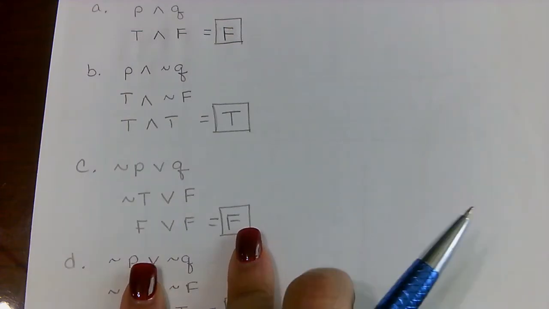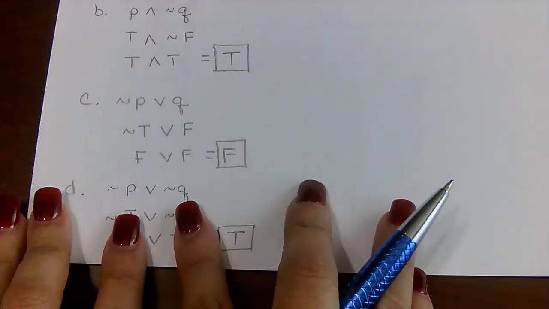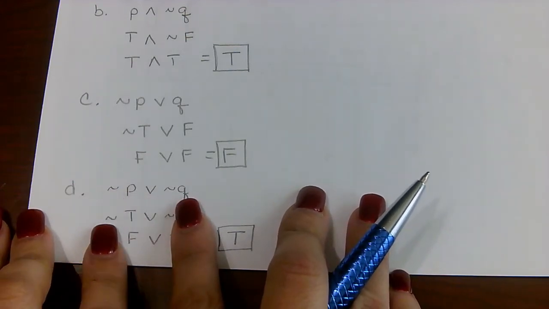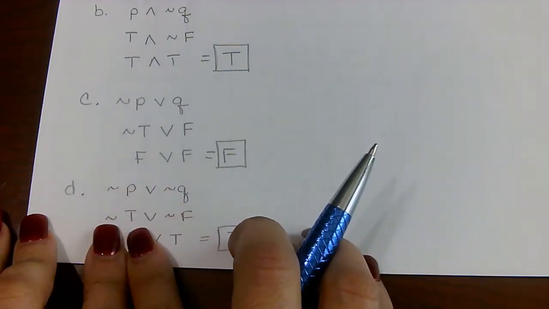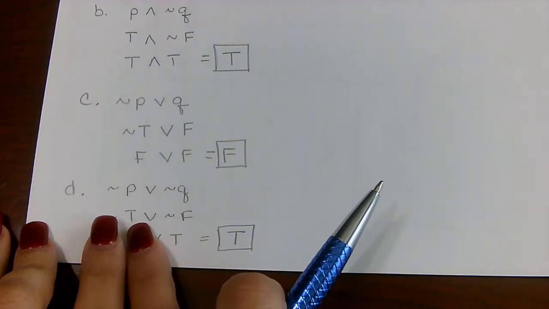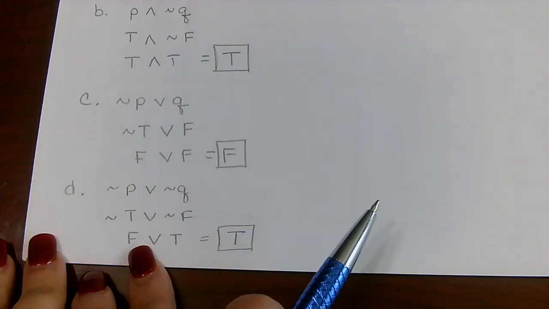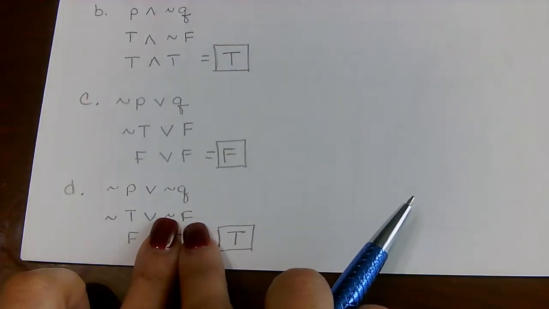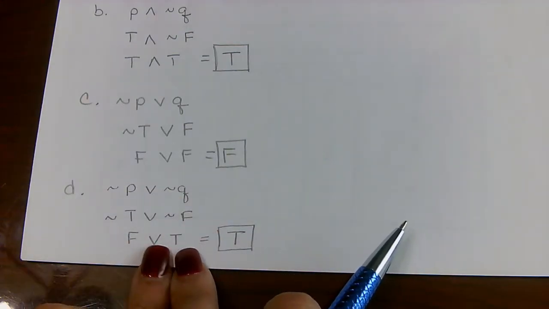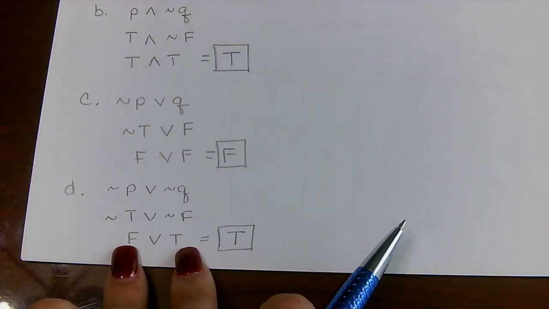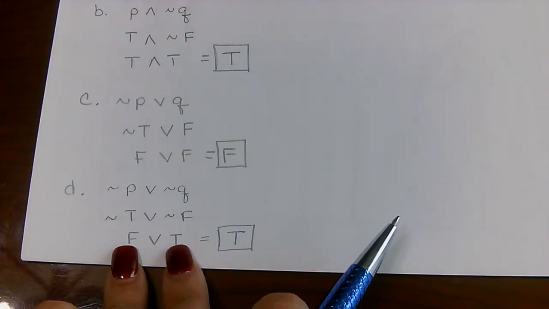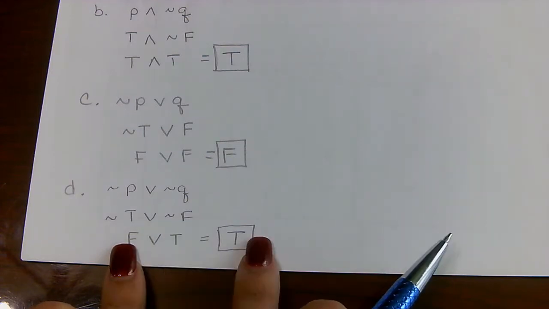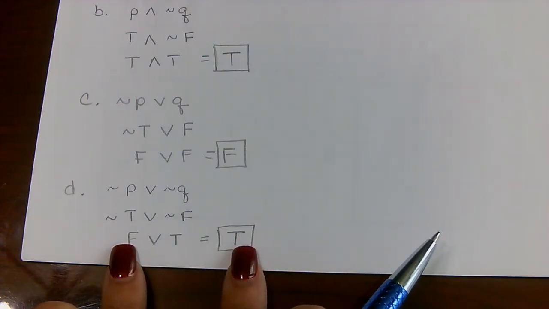Okay. Part D says not P or not Q. So I'm going to bring down the not. P is originally a true statement, so not true means false. Not Q, so not a false statement, that means it's true. So when I have one person saying no and the other person saying yes, and it's an or, so one or the other has to be true, then this entire thing will be true.